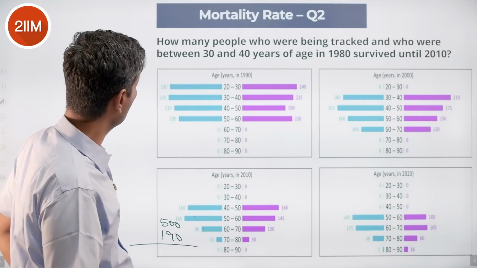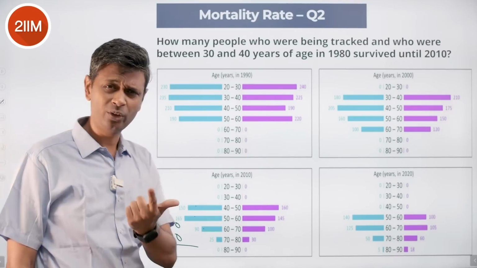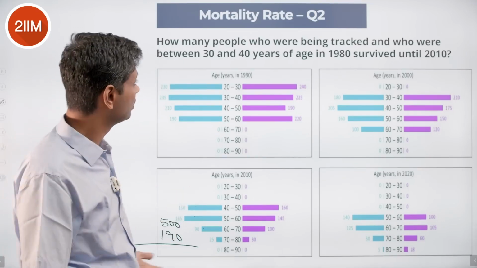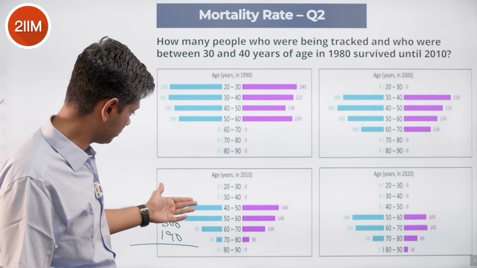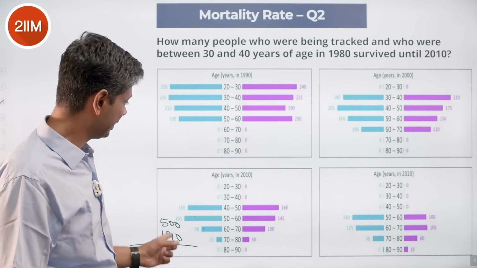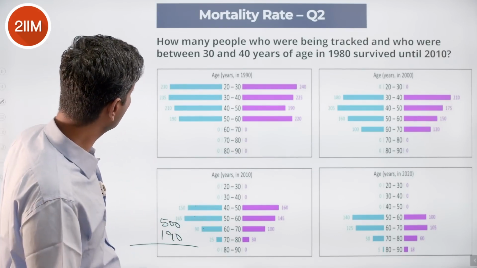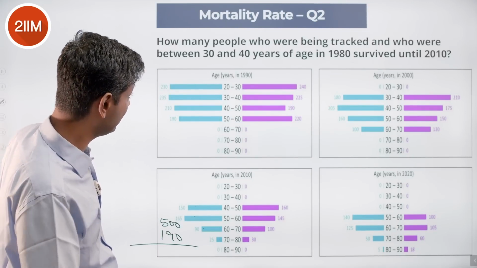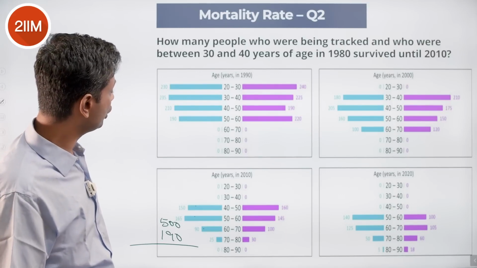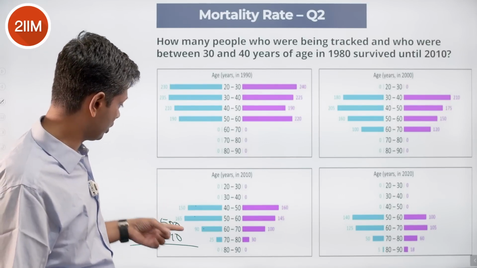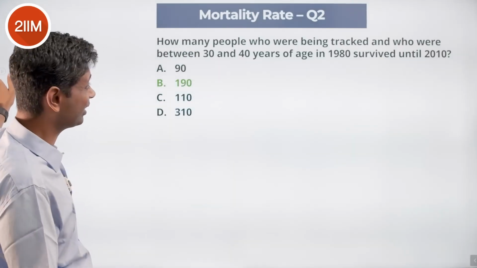Just want to check whether we're talking about the third bucket. Yeah, 10 to 20, 20 to 30, 30 to 40. Third bucket. Survived till 2010. The third bucket, 40 to 50, 50 to 60, 60 to 70, 90 plus 100, 190 are there. 30 to 40 should have gone to 60 to 70, which is 190 people. Just look at the chart and write down the answer.